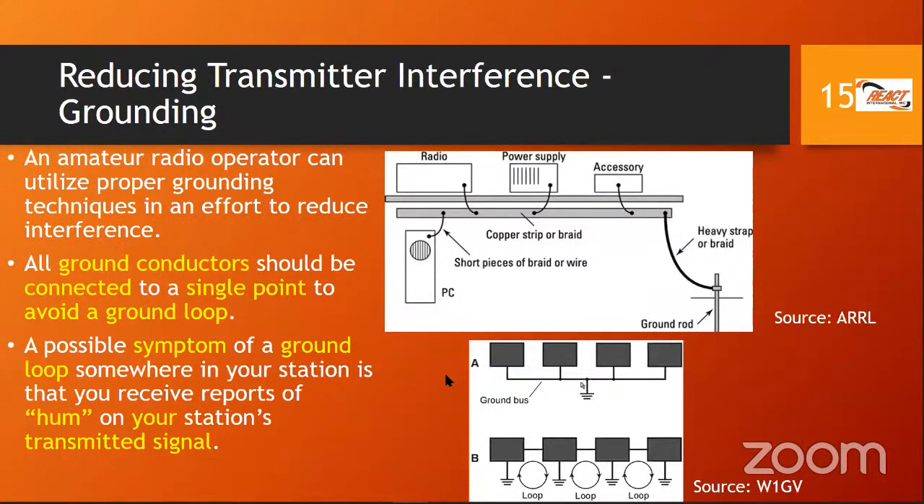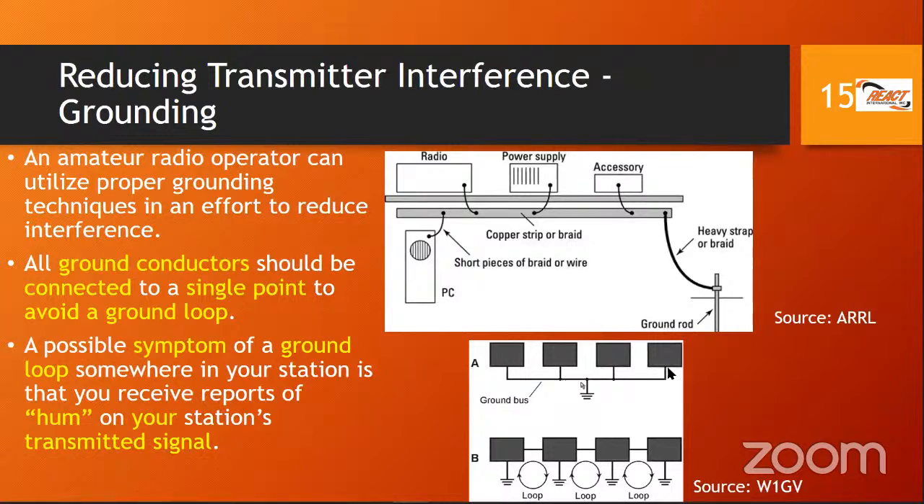So the first concept we need to know for our exam is that all ground conductors should be connected to a single point. Why? To avoid a ground loop. If we look at our bottom diagram here, notice we have A and B. A is putting all of the conductors to this single point, and this is correct. Notice the incorrect way is the method that is going to cause a ground loop, and a ground loop is not good. You can have a lot of problems with a ground loop, which we will see in a little while.